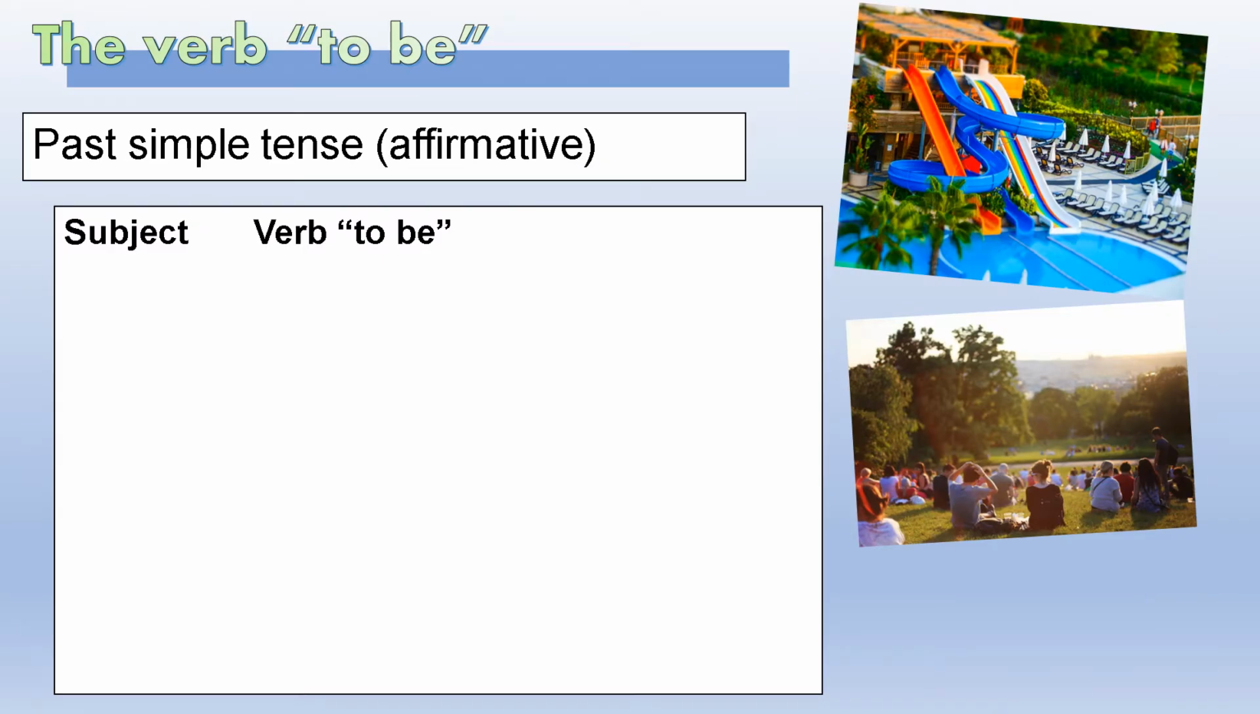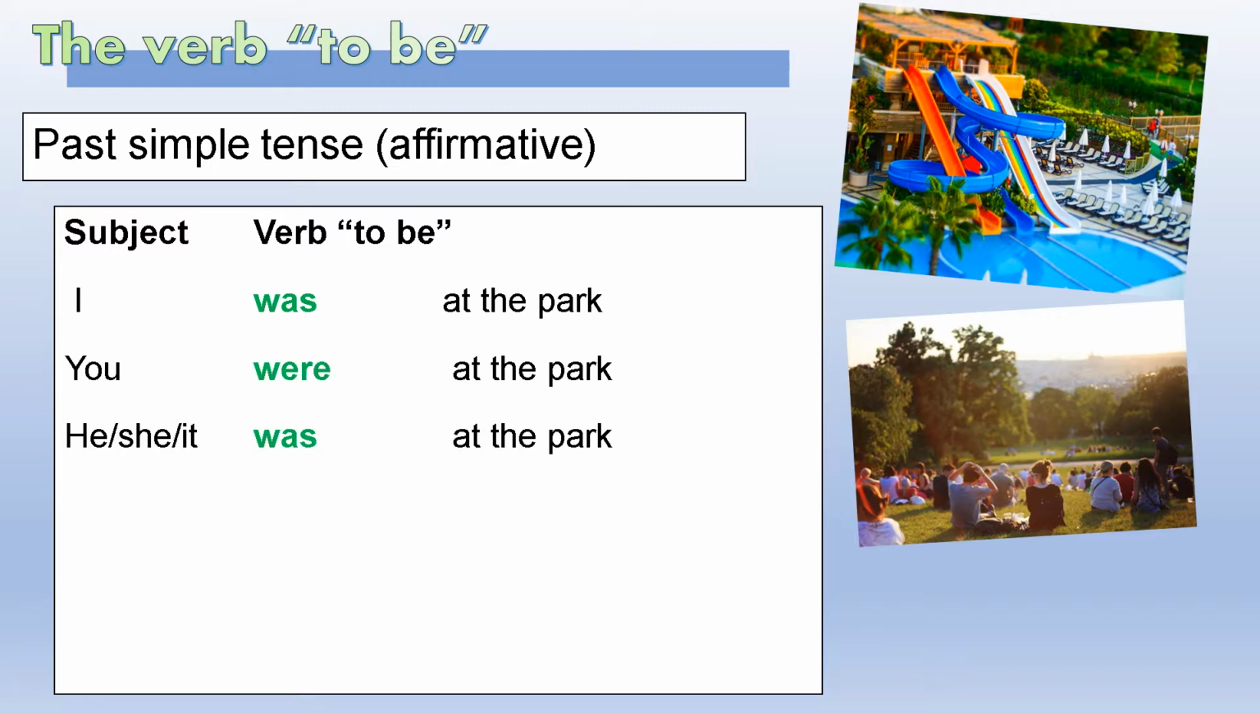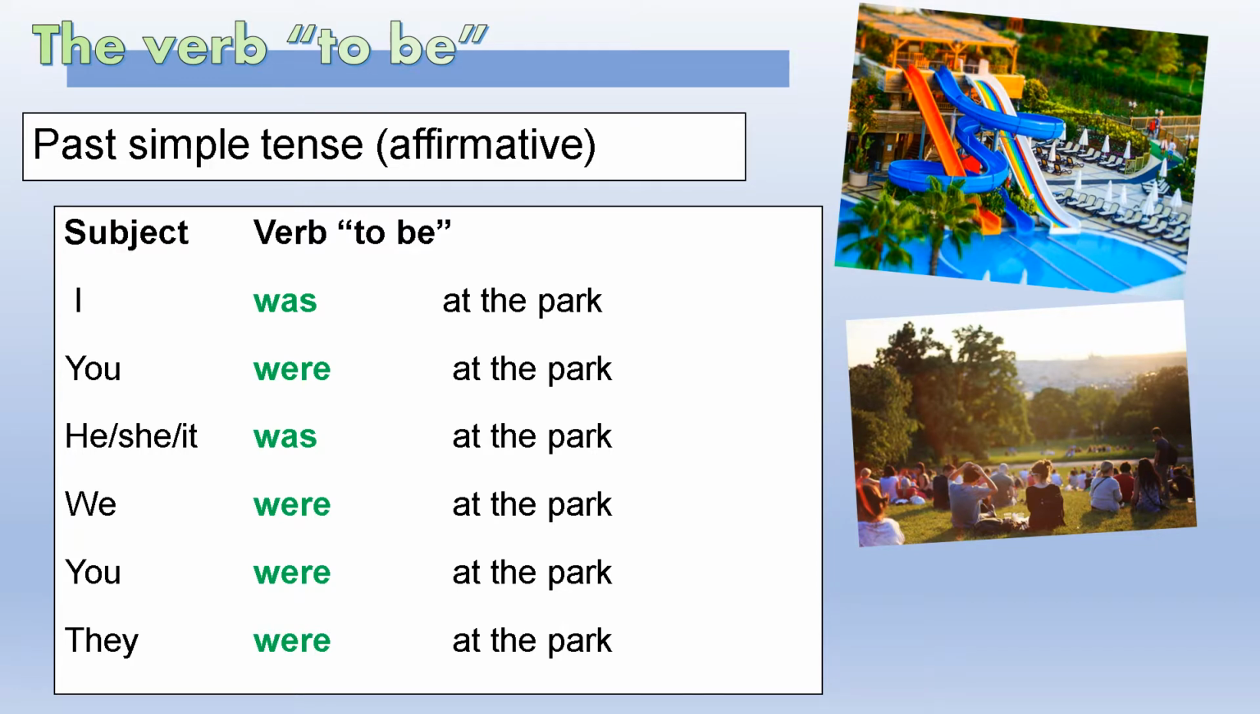The verb to be in the past simple tense affirmative form. This is referring to a time before now. I was at the park. You were at the park. He was at the park. She was at the park. We were at the park. You were at the park. They were at the park.